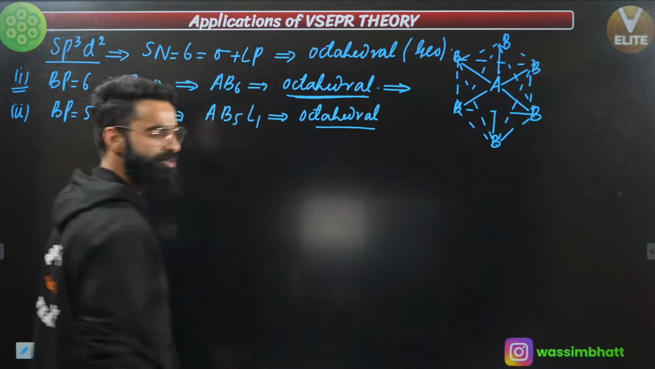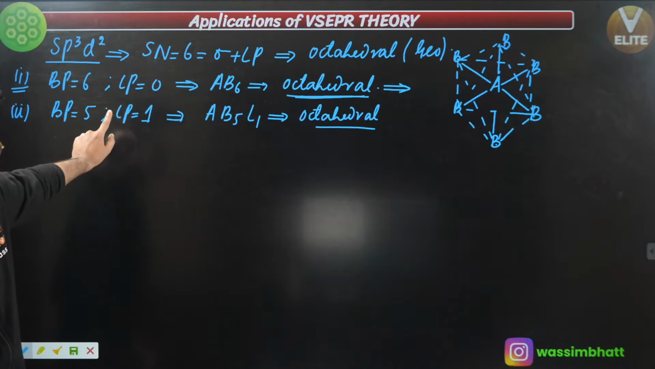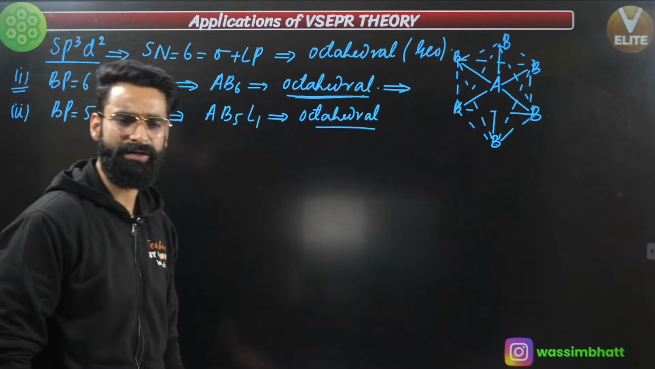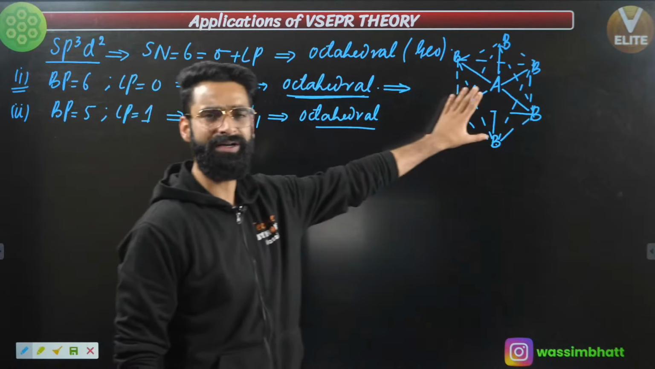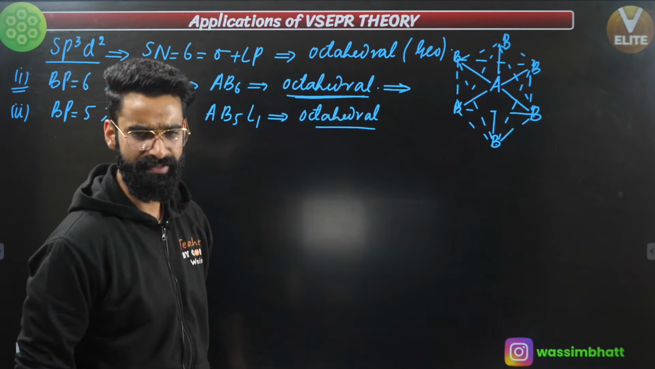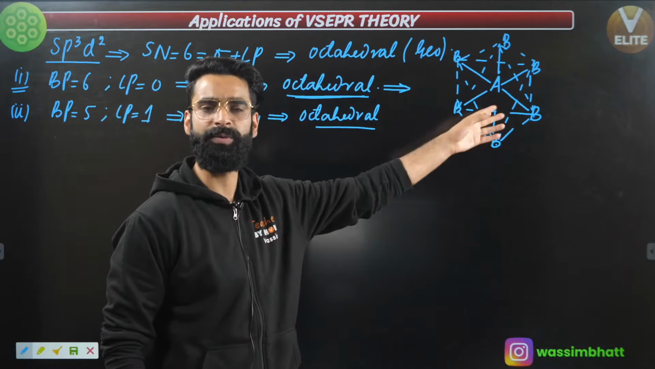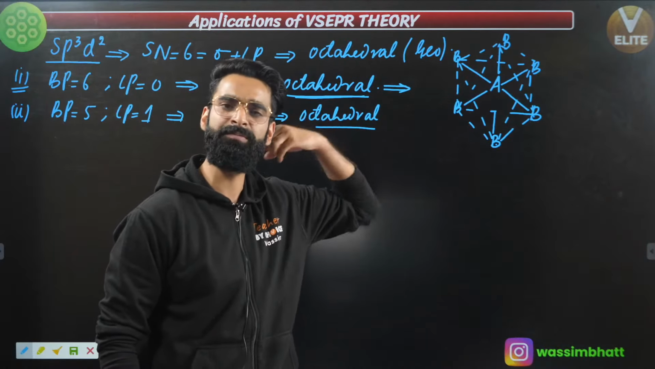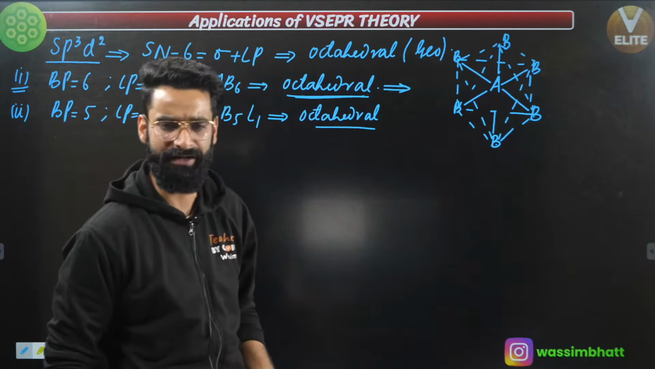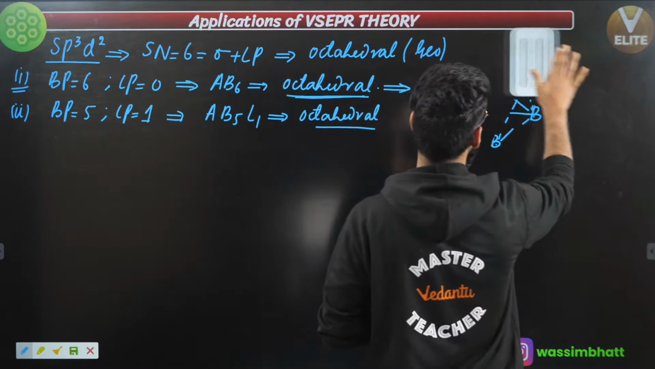But is the shape going to be octahedral right now? No way, because there is a lone pair on the central atom. From the geometry, I need to remove one bond pair and place a lone pair. Where do I place it? I need to place it in such a way that there is minimum repulsion and maximum stability, and that shape is what I call the square pyramidal shape.